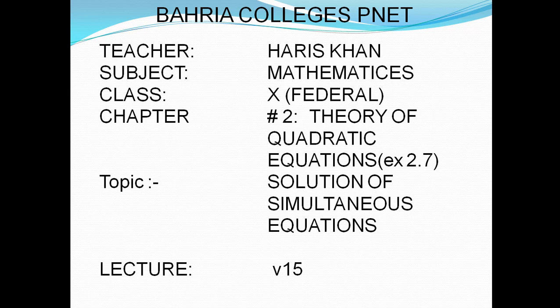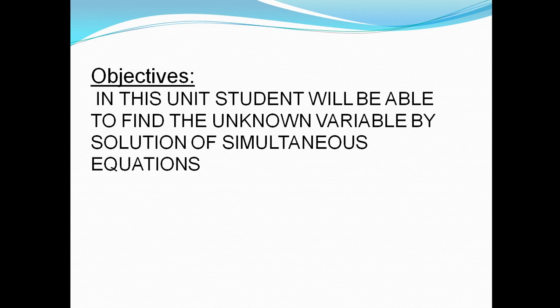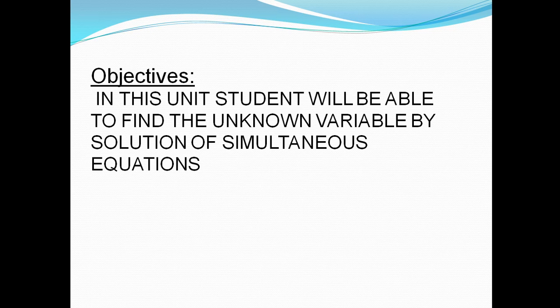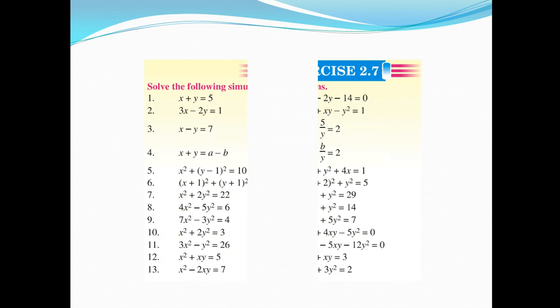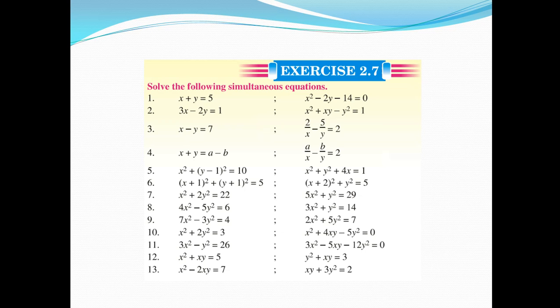Teacher Haris Khan, subject Mathematics, class Matric Federal Board, chapter number 2, Theory of Quadratic Equations, 2.7, Solutions of Simultaneous Equations, lecture number 15. Objective: in this unit, students will be able to find the unknown variables, the solution of the simultaneous equations. This is the whole exercise of our 2.7. There are 13 questions in the exercise.